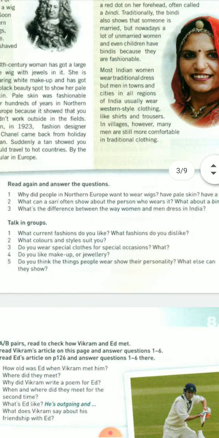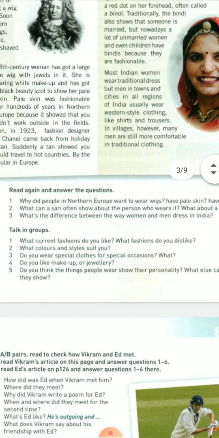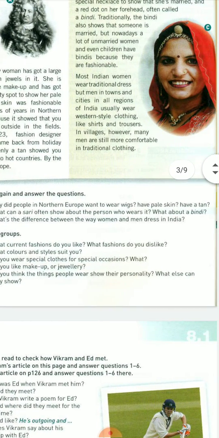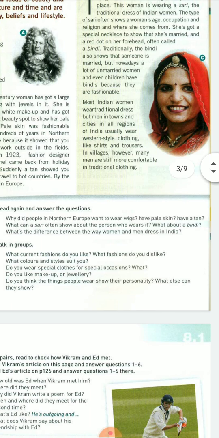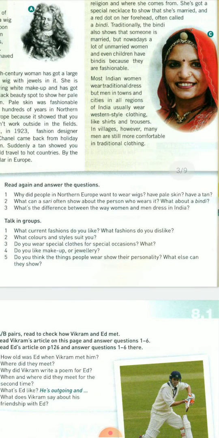Questions, right? Let's answer the questions. Let's do it together, all right? Why did people in Northern Europe want to wear wigs, have pale skin, and have a tan? We already discussed that while we were reading. Wigs, because the King of France wore a wig and they became fashionable. Skin, it showed you didn't work in the fields, and tan, it showed that you had money and could travel to hot countries. It is silly, right? Okay, but it wasn't in those days.